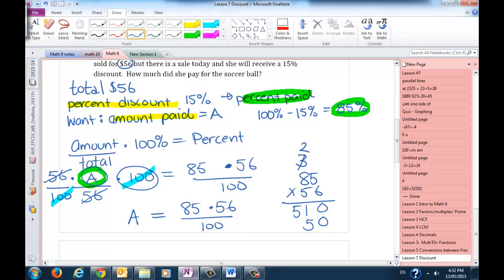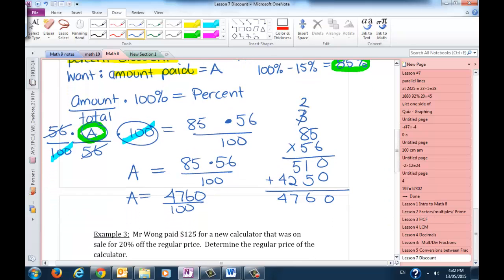5 multiplied by 8 is 40, plus 2 is 42. And I'm going to add these up. So now I have A is equal to 4760 divided by 100. And when I'm dividing by 100, all I'm doing is I'm moving this decimal place over 2 places. So this is equal to 47.60.